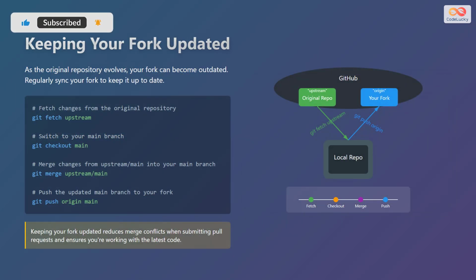As the original repository evolves, your fork can become outdated. Regularly sync your fork to keep it up to date. To do this, first fetch changes from the original repository by typing git fetch upstream. Second, switch to your main branch using the command git checkout main. Third, merge changes from upstream/main into your main branch using the command git merge upstream/main. Fourth, push the updated main branch to your fork using the command git push origin main. Keeping your fork updated reduces merge conflicts when submitting pull requests and ensures you're working with the latest code.